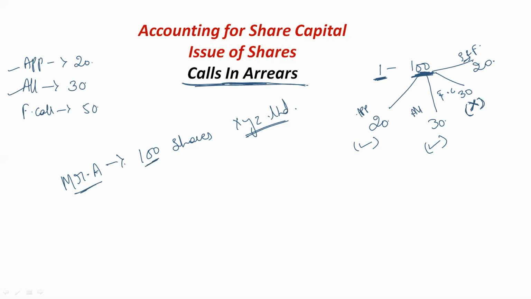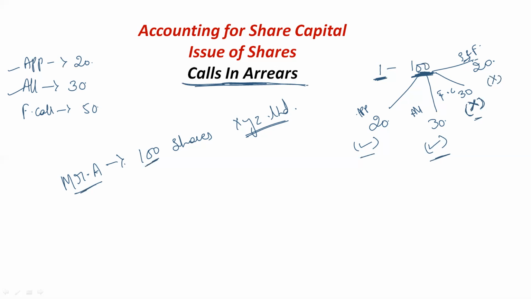Okay, so even then, if Mr. A is not paying that amount, even then, if Mr. A is not paying the second and final call amount, again it will be called calls in arrears during the second and final call. Okay, so Mr. A has only paid application money and allotment money. He did not pay his first call money and second and final call money. So he has done calls in arrears during the first call and final call. Okay, this is what we call calls in arrears.